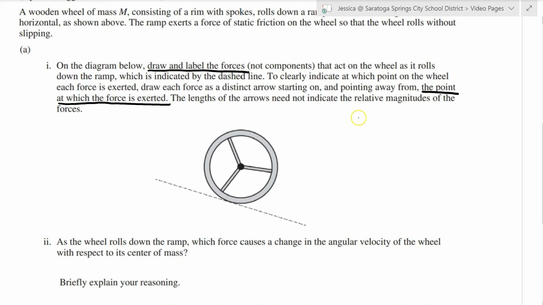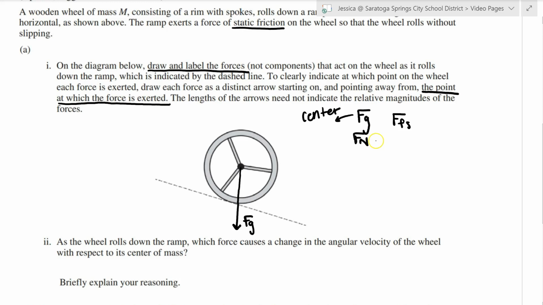Okay, so right away I know there's going to be a force of gravity, and we're on a surface, so there's going to be a normal force. We've already talked about a static friction force, so I also need a static friction force. Now I just need to figure out where those forces are acting. Force of gravity always acts at the center and points straight down. So I'm going to start from the center dot and draw a line straight down.